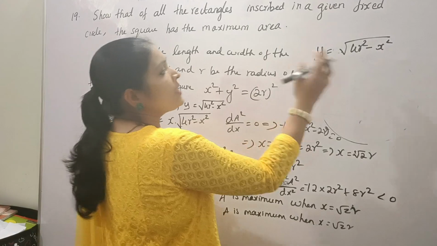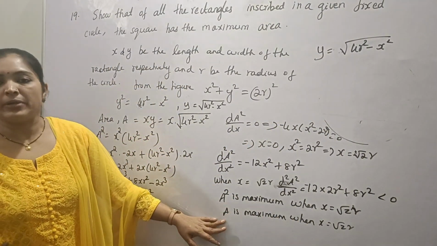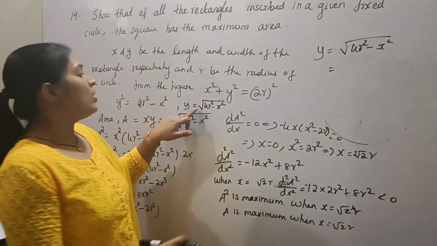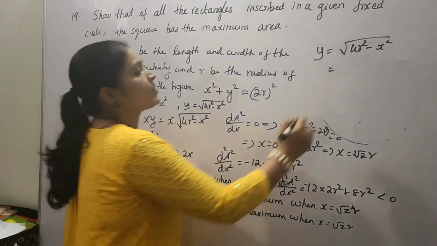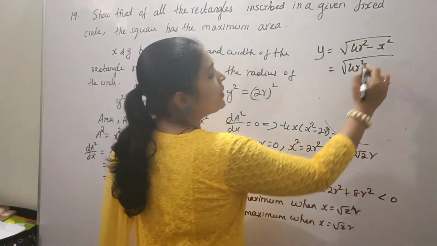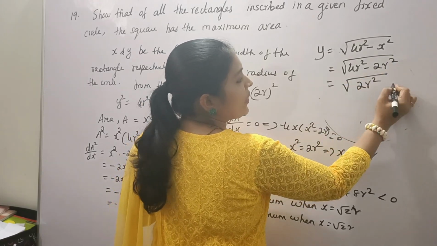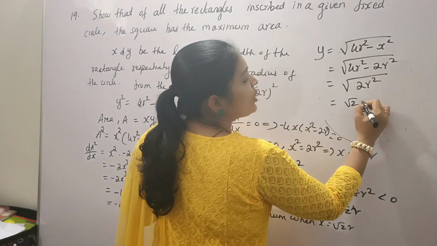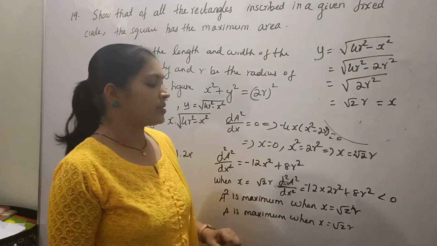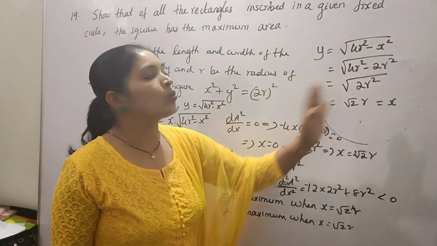So what is y? We have got that when x is equal to root 2 into r, A is maximum. So let's find y. y is equal to root of 4r square minus x square, that is root of 4r square minus 2r square, that is root of 2r square, that is root 2 into r, which is nothing but x. So here we have got y is equal to x.